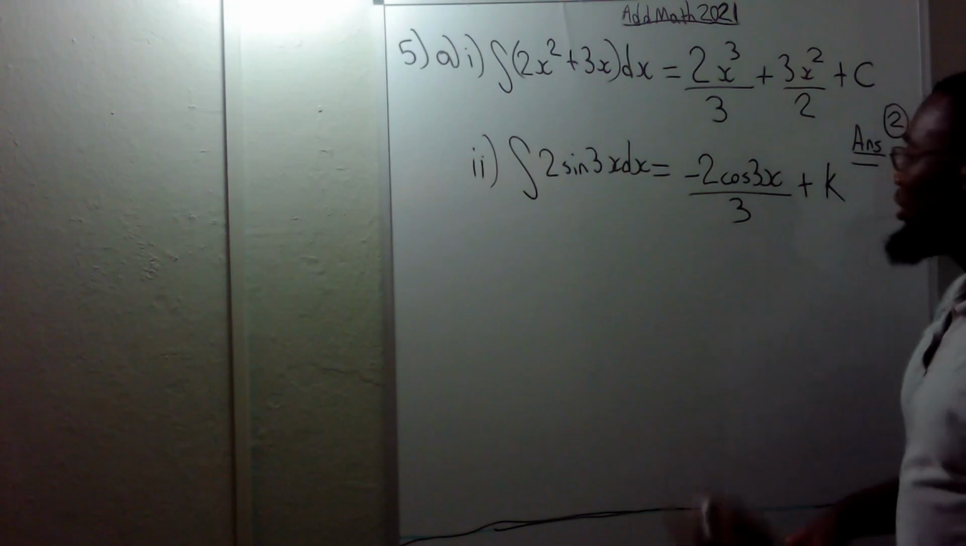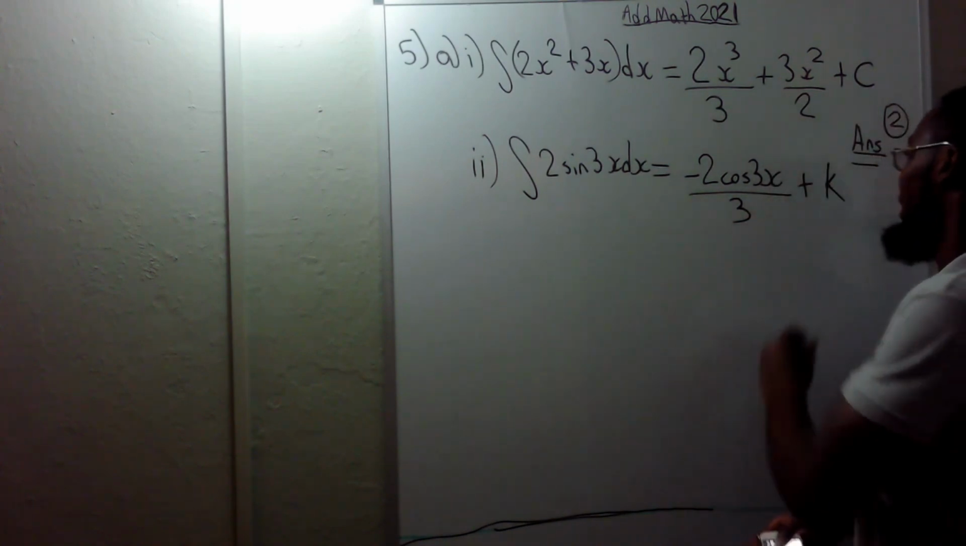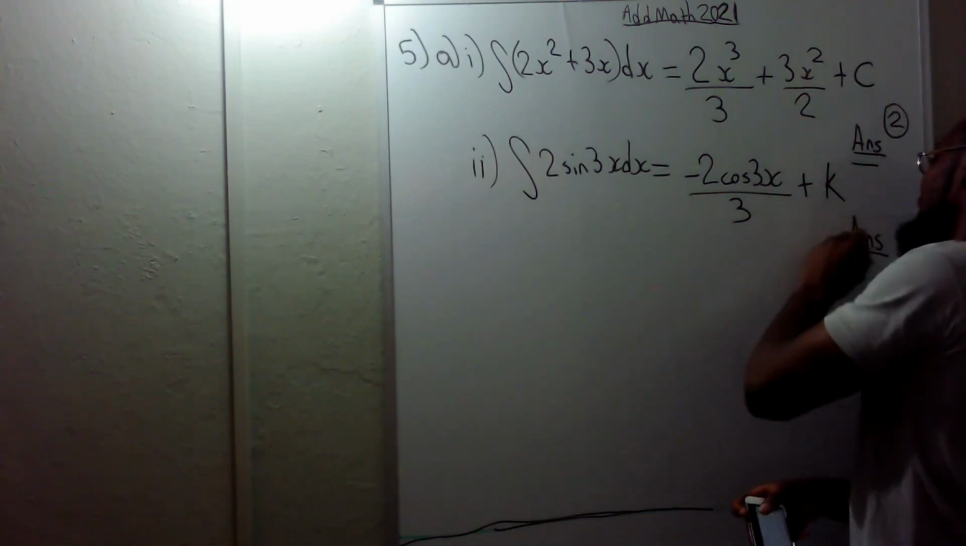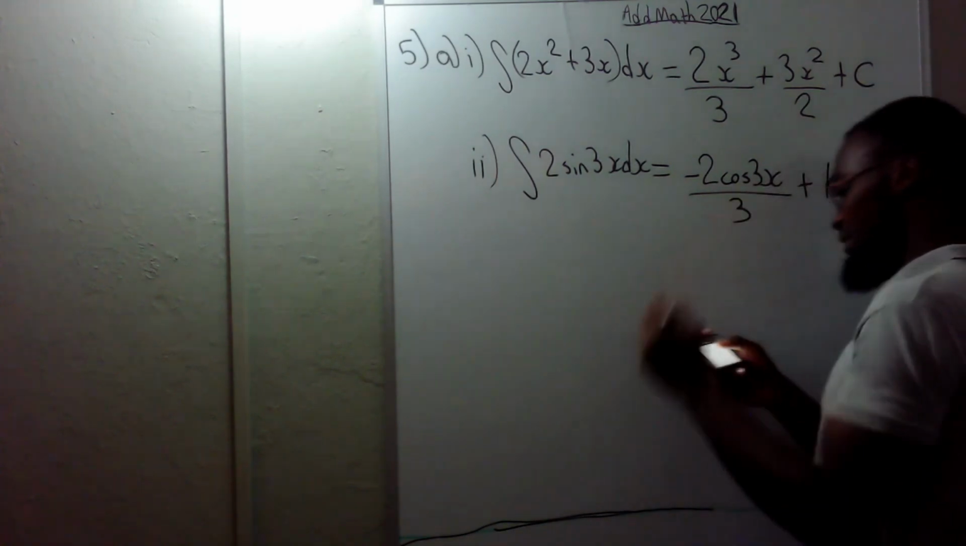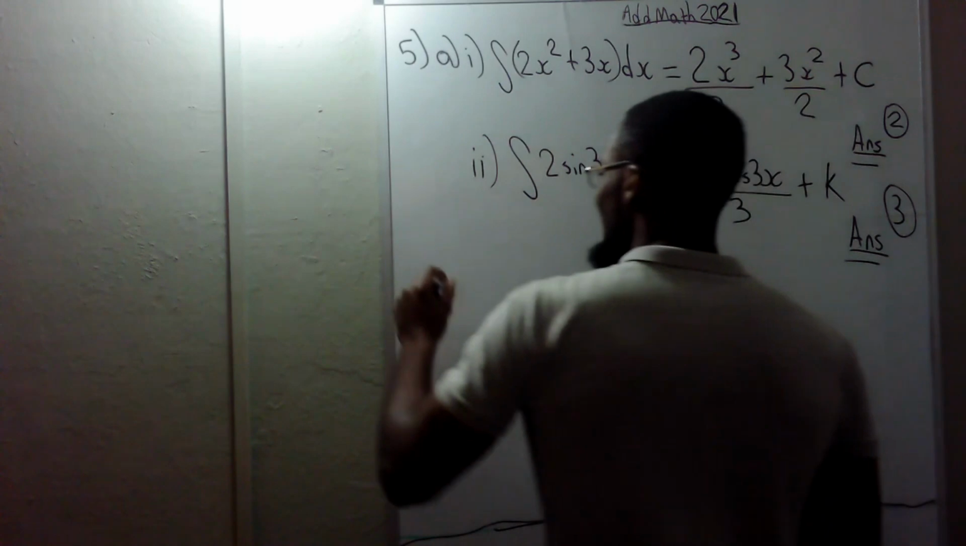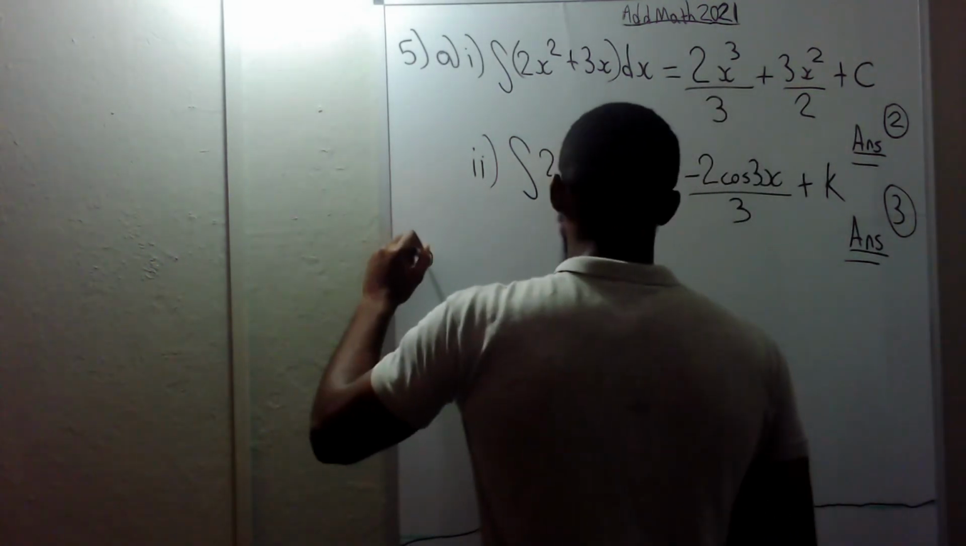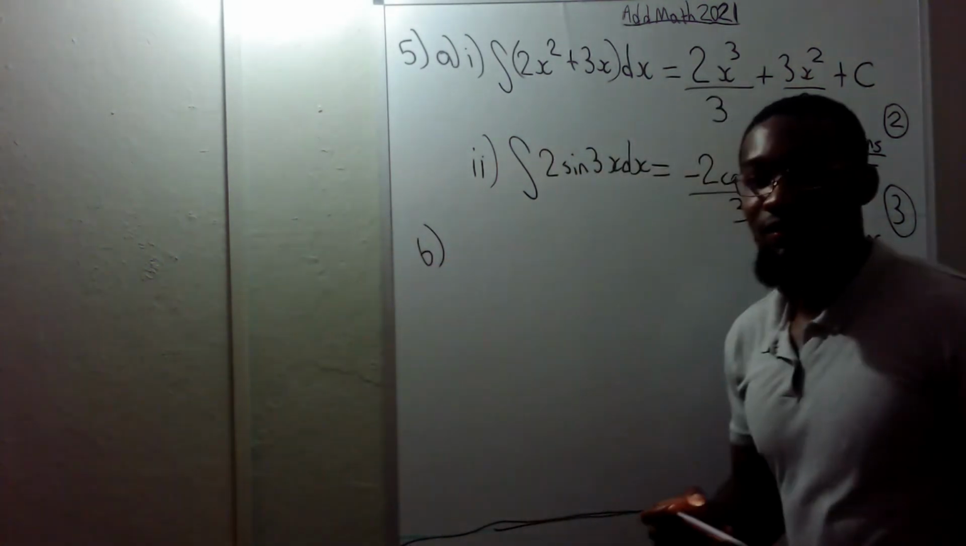Now I didn't put back a plus c because we used c up here. That's your answer. That's 3 marks. The next part says, using an integration method, calculate the area of the first quadrant under the graph y equals 3 sine x. So, part B, guys, we want to find the area.